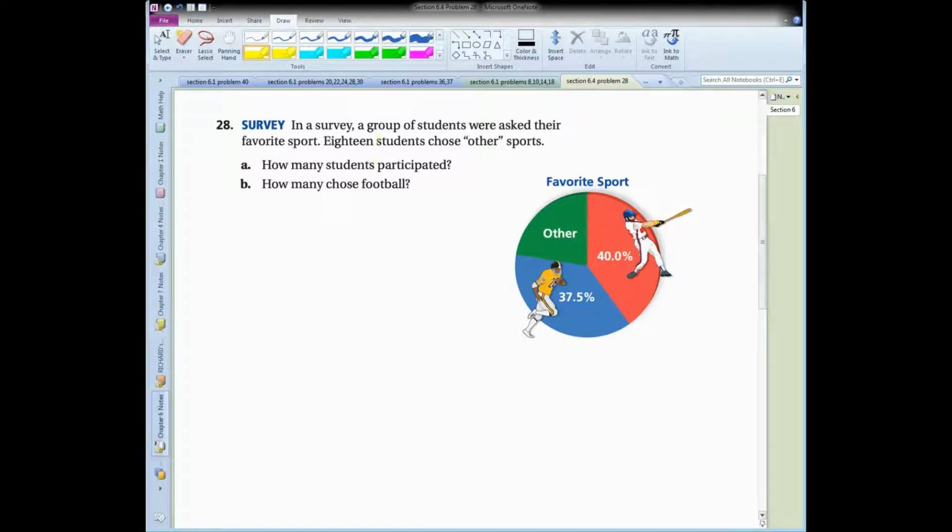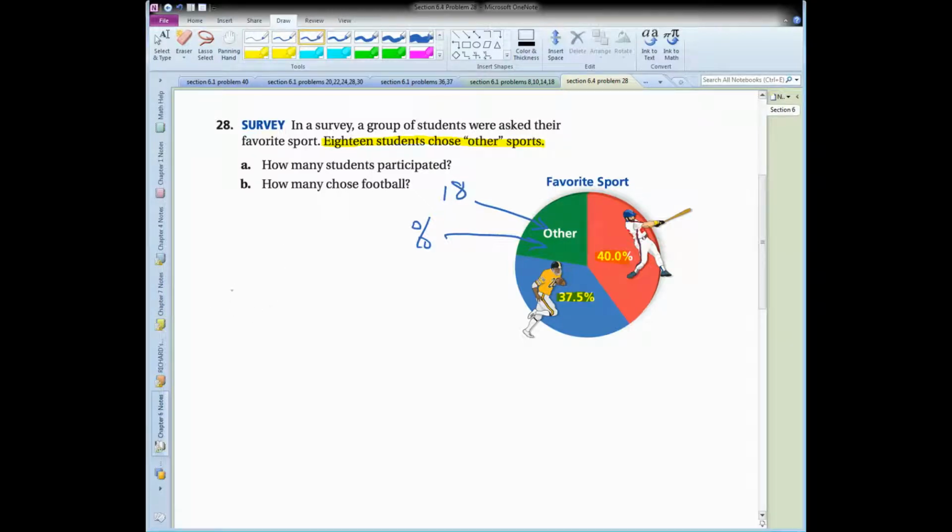In a survey, a group of students were asked their favorite sport. 18 students chose other sports. That's probably important. So in this part of the pie, that would be 18 students. We could also figure out what percent those students represent, because we already have the other two parts of the pie chart.